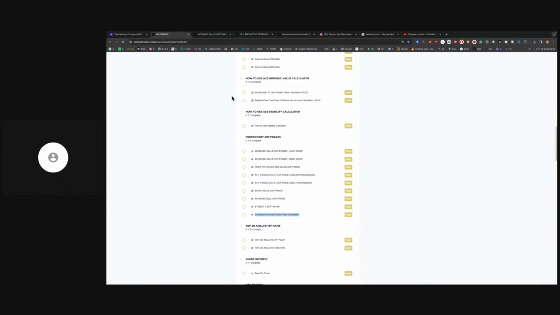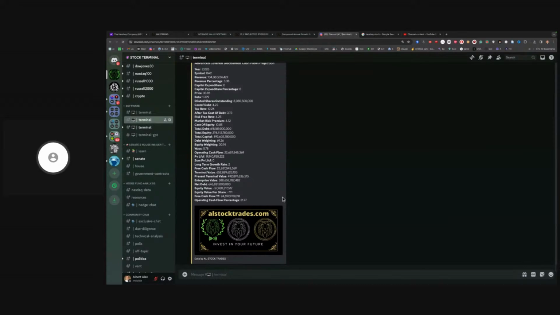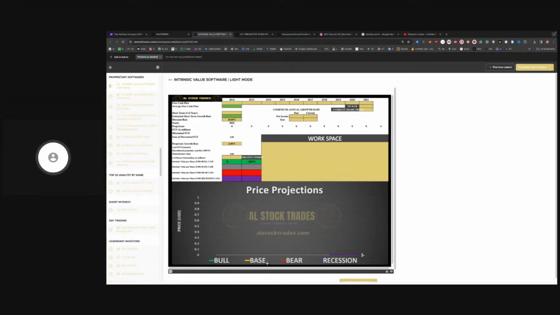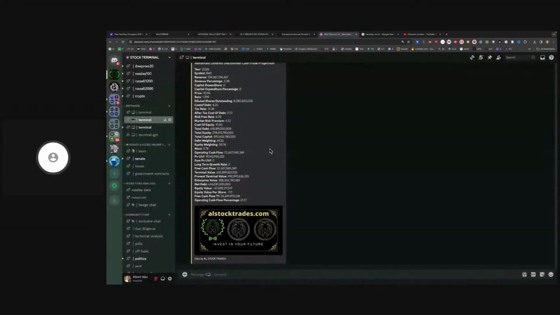Now, we're going to go to our stock terminal, and there are a couple of things we're going to do. There are two different types of intrinsic value calculations. There's a manual one, which is the one that you guys know about, the bull, base, bear and recession. This is the one that you have to input manually. Then there's the automated one, the one that does it on its own.